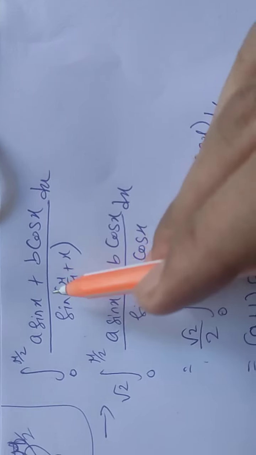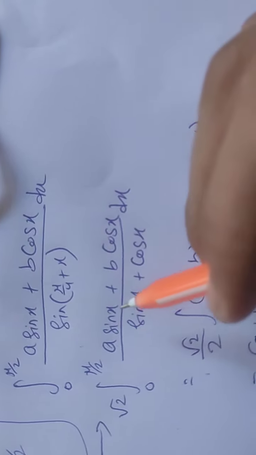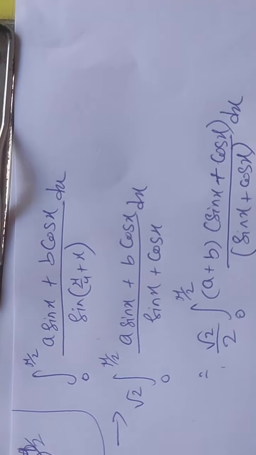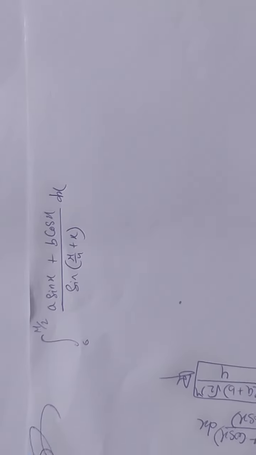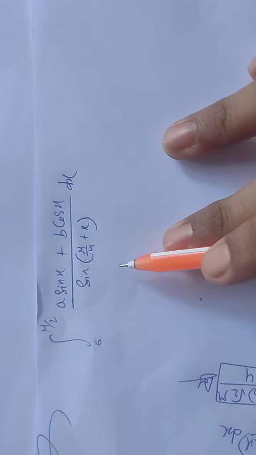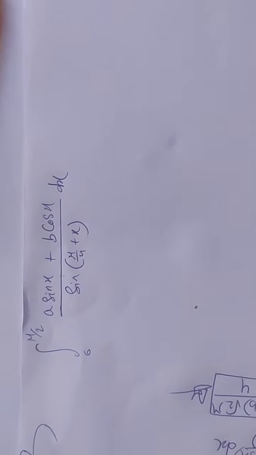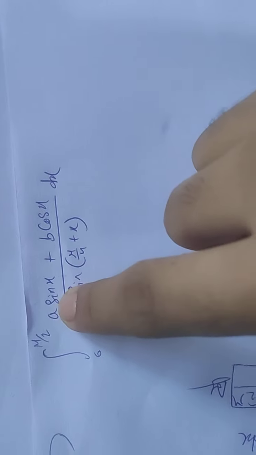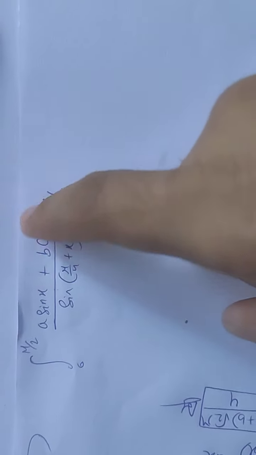But actually I found another solution which I found not that convenient, but it may be important to know, if someone wants to solve with different methods. So what I did is I noticed the denominator sin(pi by 4 plus x), and instead of opening, I thought that if the coefficients would have been a and b, the coefficients would have been 1 and 1, so sin x plus cos x.